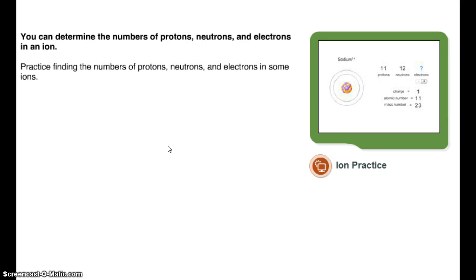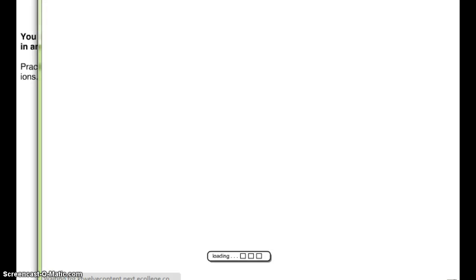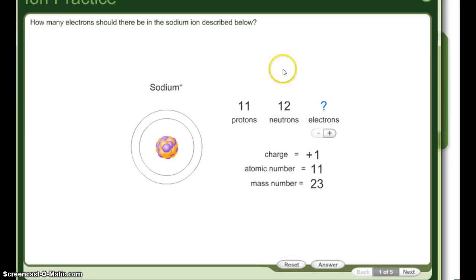Determine the number of protons, neutrons, and electrons in an ion. Practice finding the numbers of protons, neutrons, and electrons in some ions. All right, so 11 protons is always sodium. But it says, how many electrons should there be in the sodium ion described below? Okay, it has 12 neutrons. We don't care about that right now because all I want is a charge of +1.